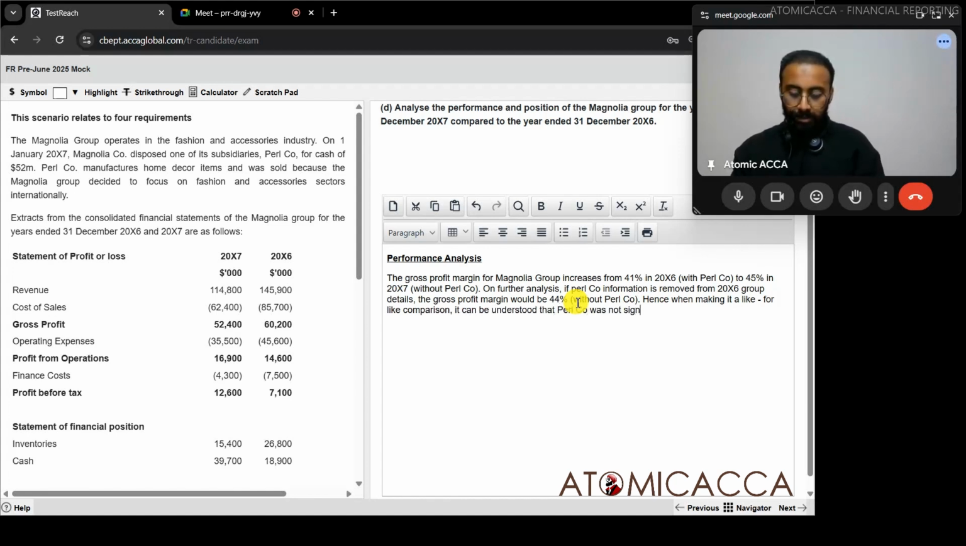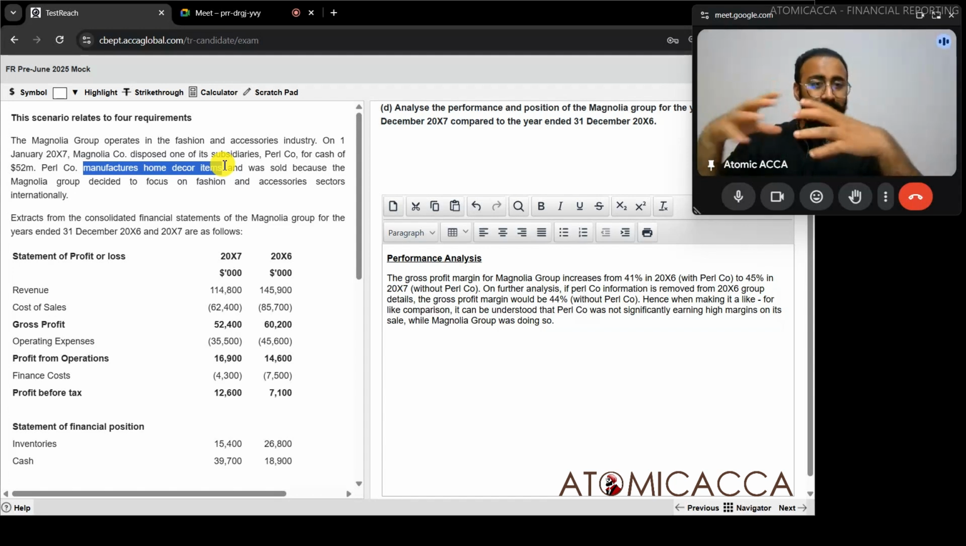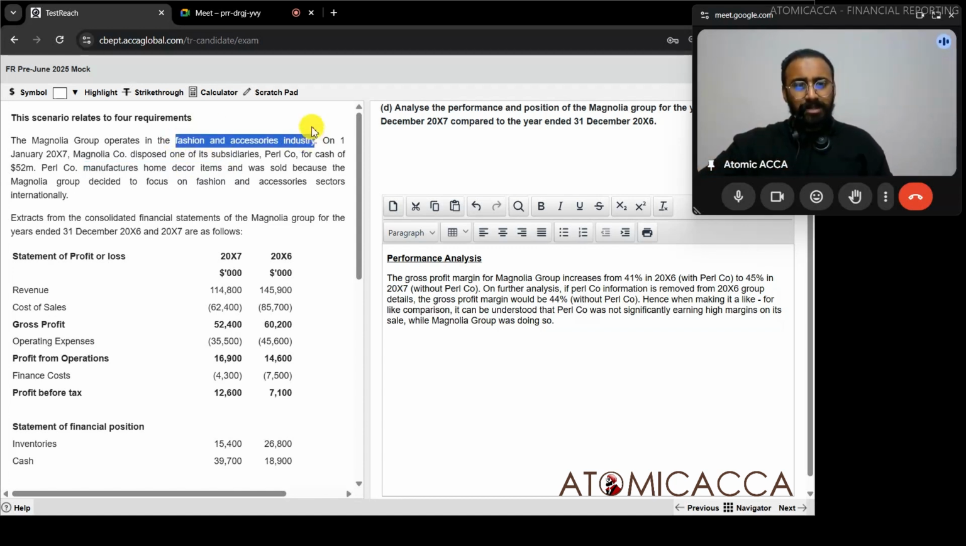Hence, when making a like for like comparison, it can be understood that Pearl Company was not significantly earning high margins on its sales, while Magnolia Group was. What could be a reason for this? They are manufacturing home decor items, so probably they are selling on a wholesale basis. The margins you can charge would be less on a wholesale business. Comparatively, the fashion and accessories industry is where trends keep changing, which means even if you sell at a high price, people will still come and buy. That could be a reason for the high margin.